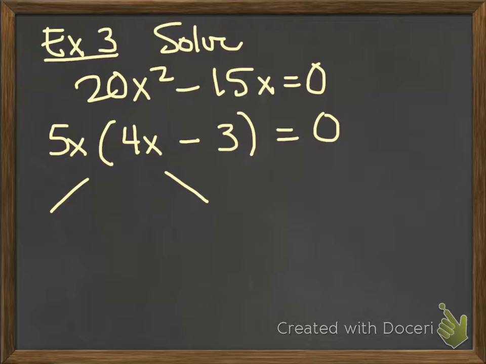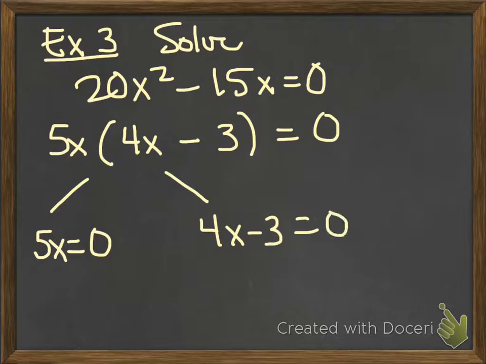So there are two answers that work. This is the first part. 5x can equal 0. The second part is 4x minus 3 equals 0. That's like what I was showing, where either the a part can be 0 or the b part can be 0. Okay, on 5x equals 0, divide both sides by 5.